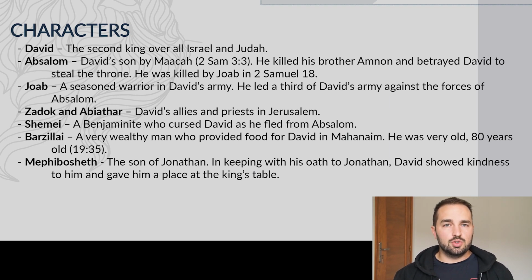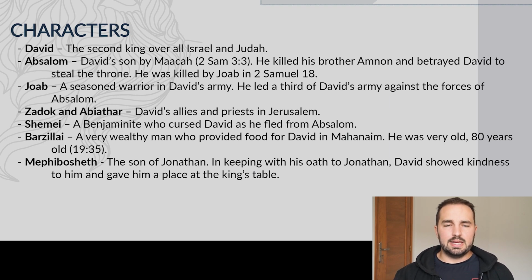Joab was a very seasoned warrior in David's army, one of his allies. He led a third of David's army against Absalom's forces, and they had the victory, as we talked about in chapter 18. Zadok and Abiathar, they were David's allies, and they were priests in Jerusalem. We'll talk about them a little bit.